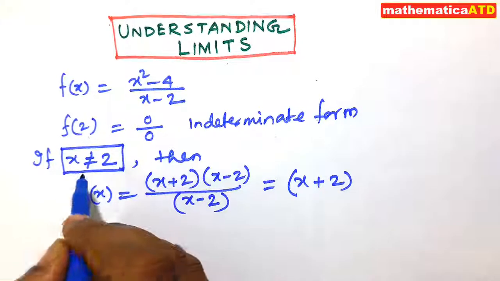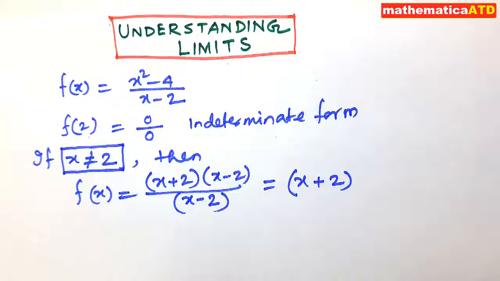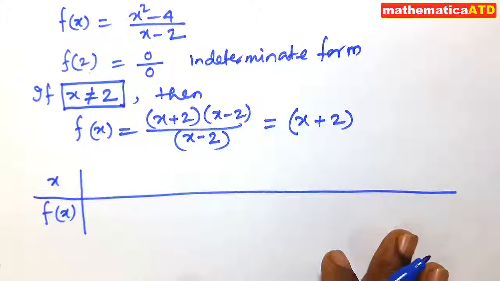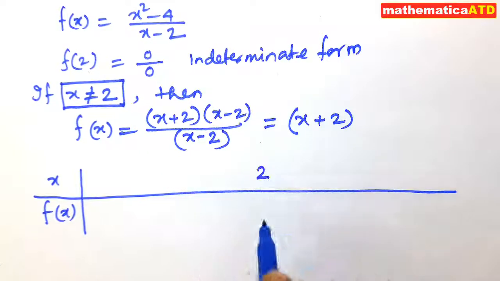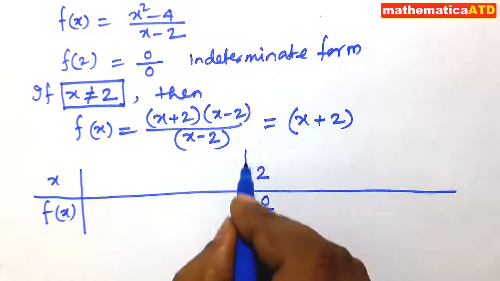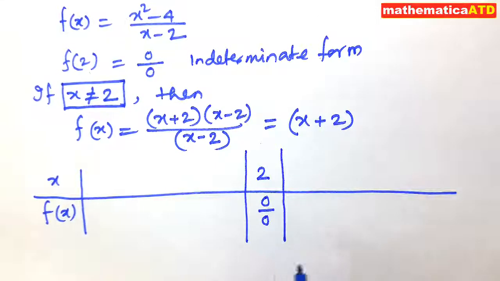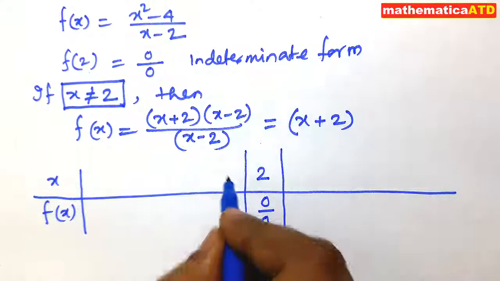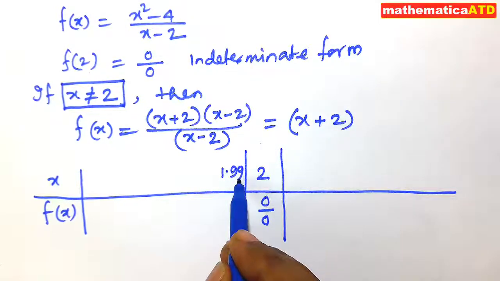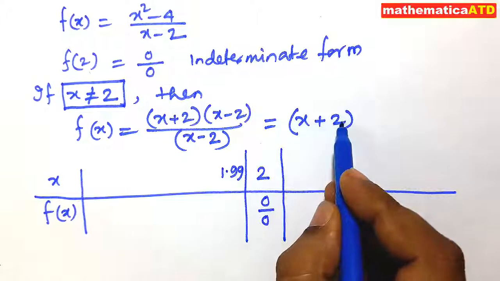This is very important. So we shall find some points. Okay. Say this is x and this one is f(x). We shall take some points. If you put x is equal to 2, then the value of f(x) will be 0 by 0. So this is indeterminate. So take other points. Say we take 1.99. Then you will find 1.99 plus 2.